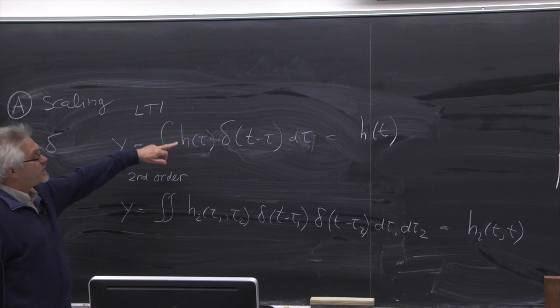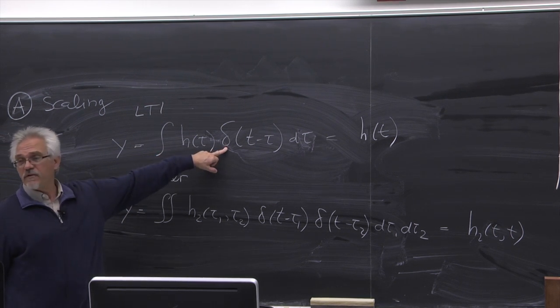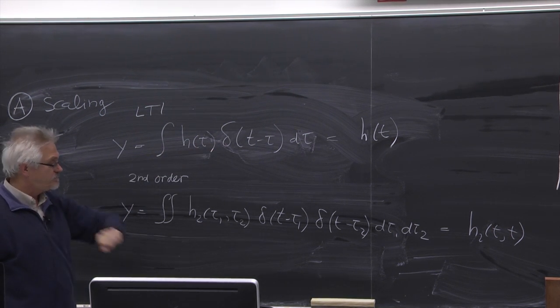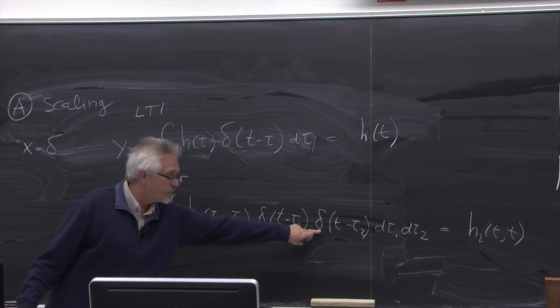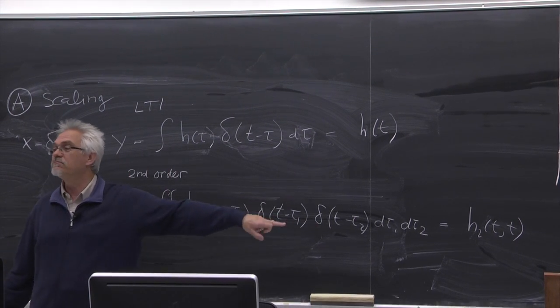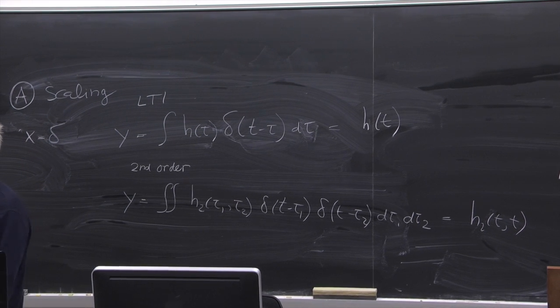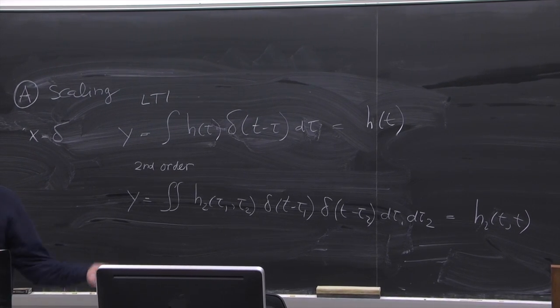So here I apply the shifting property once and I get h(t). Here I apply the shifting property twice and I get h2(t), isn't it? I replace t1 for tau 1 and t2 for tau 2.